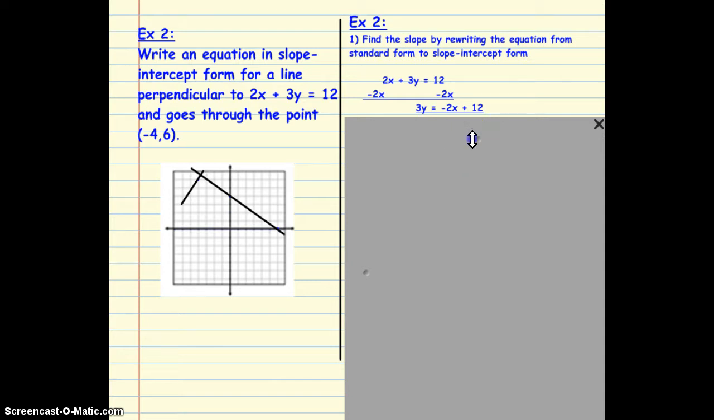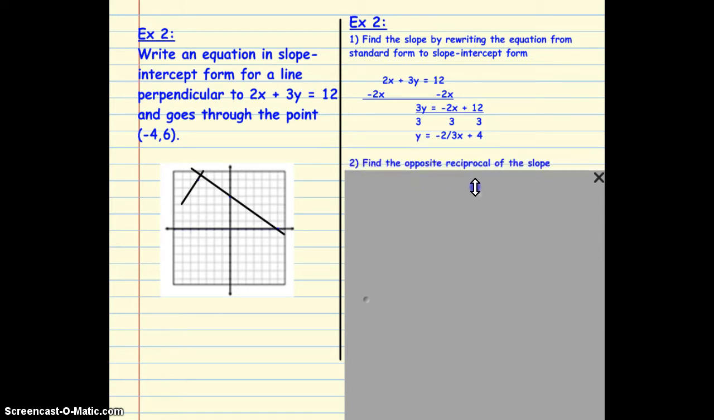Now to get the y by itself, we need to divide everything by 3. And when we divide everything by 3, we get y equals, and we can just leave this as a fraction, -2/3 x plus 12 divided by 3 is 4. Alright, now that we have our equation in slope-intercept form, now we know what the slope is.